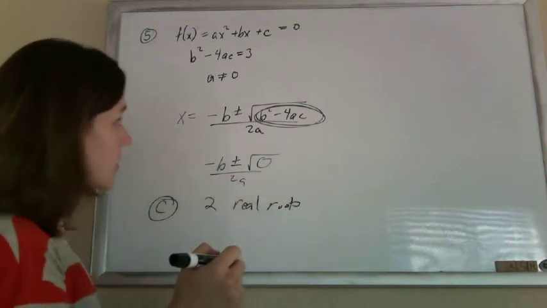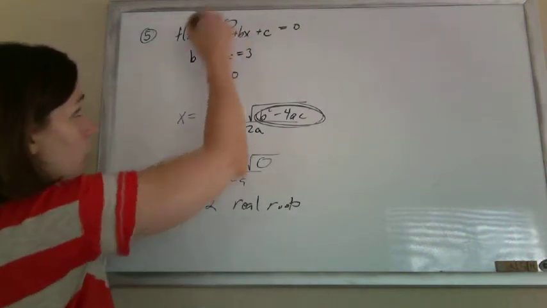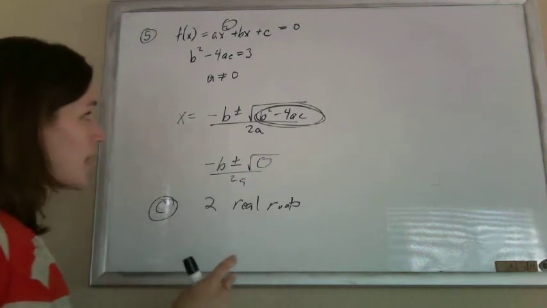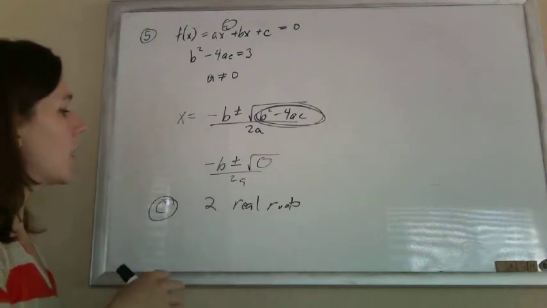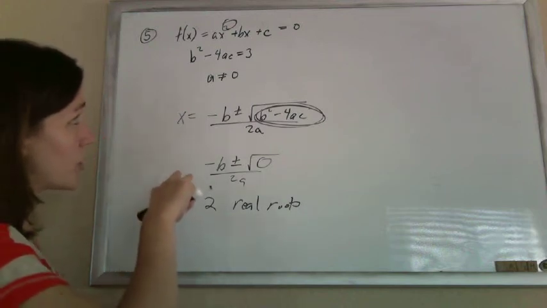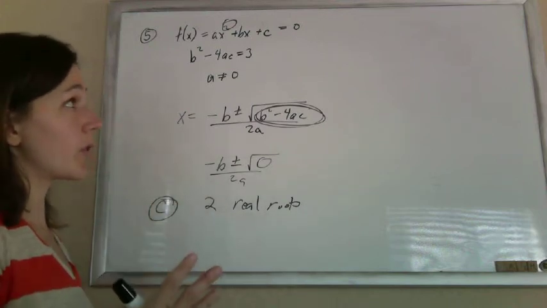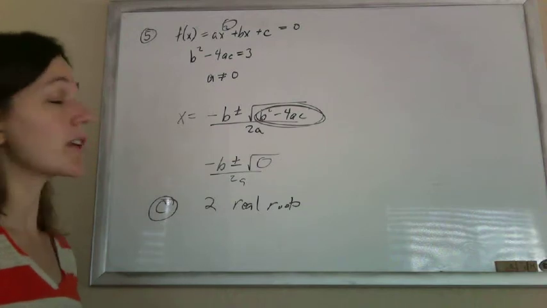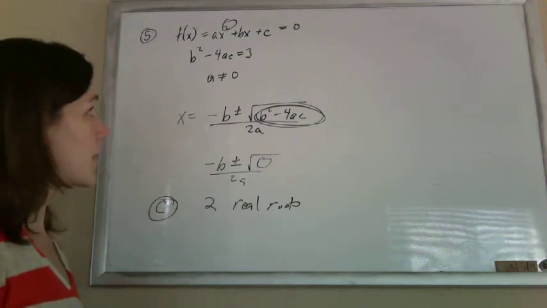For part C, it's a quadratic equation, so it's going to have 2 roots. They may be repeated, they may be imaginary, but it's going to have 2 of them. If it were to the 3rd degree, it would have 3 roots. To the 4th degree, 4 roots. And that's kind of what the fundamental theorem of algebra says.